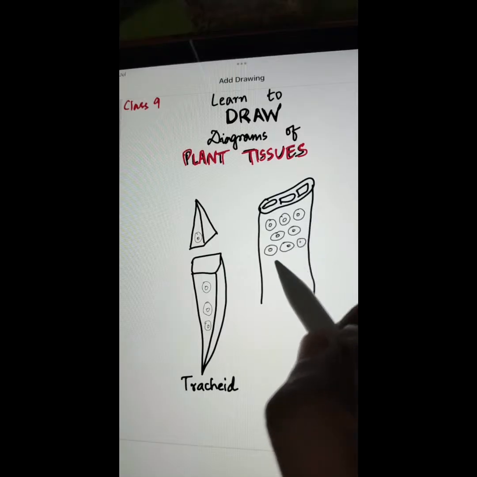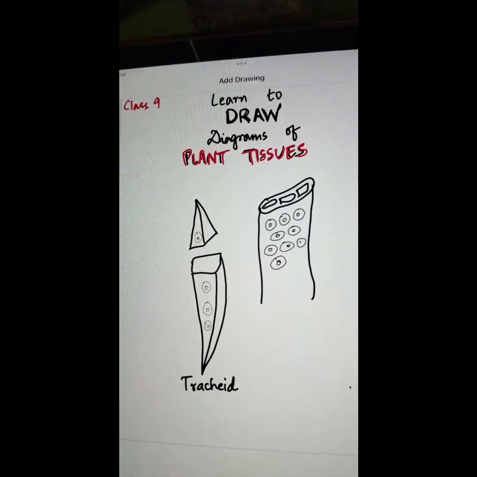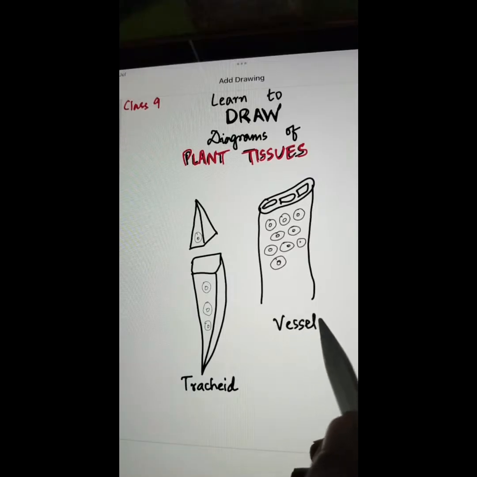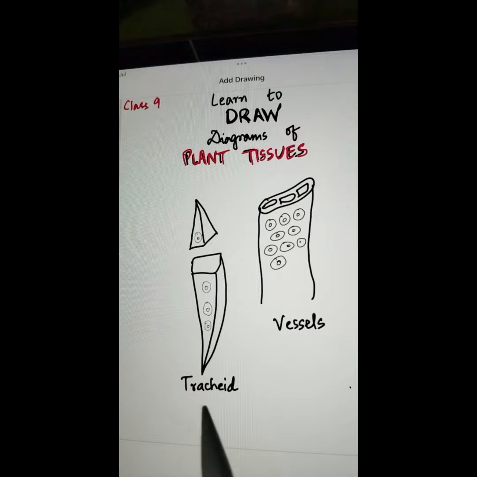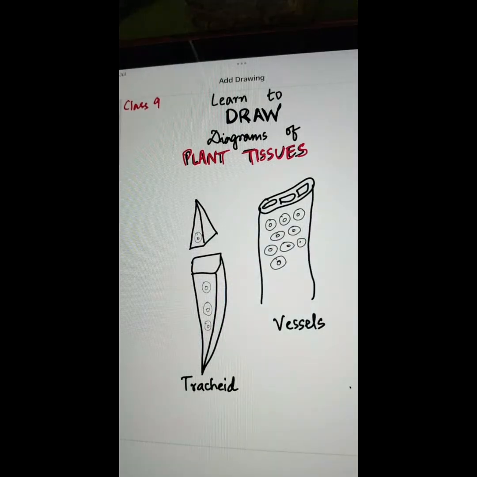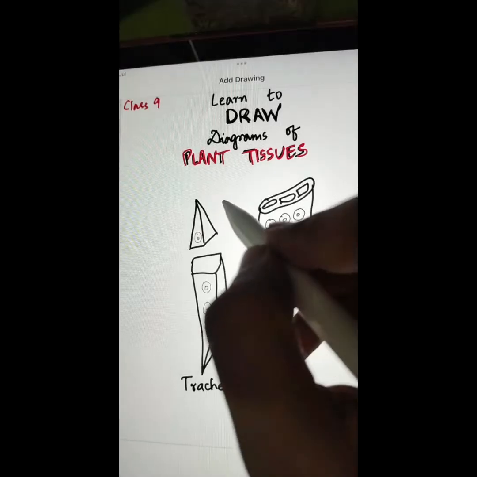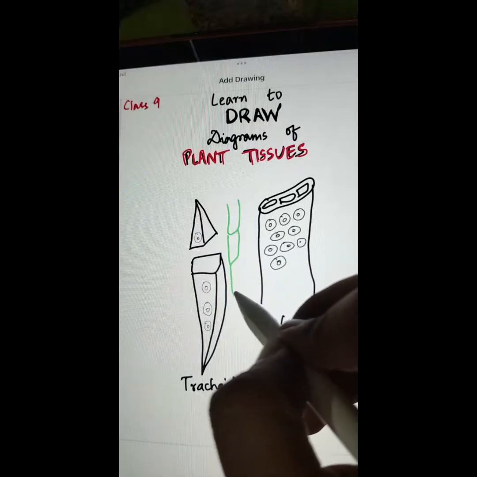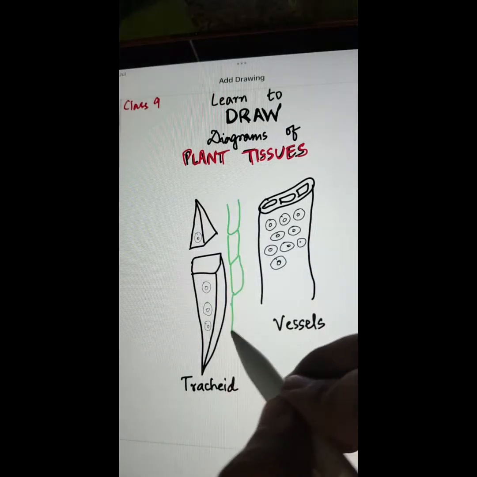So this way you can make the pits, and don't forget to label once you are done with the diagram. So always while making a diagram, you should definitely label it at the end. Let me make xylem parenchyma here only in between. In case you are making the xylem parenchyma, because this is the living component, that is why I have used the green color.